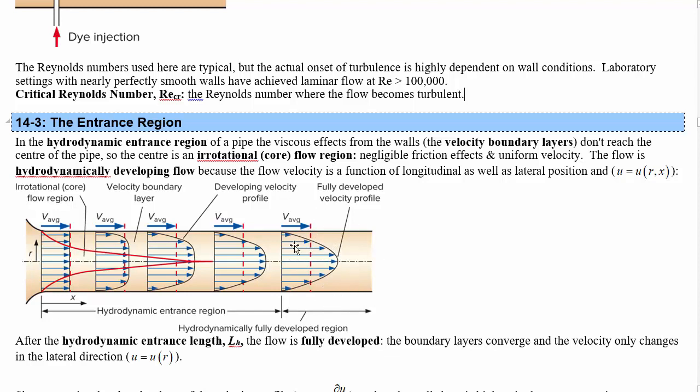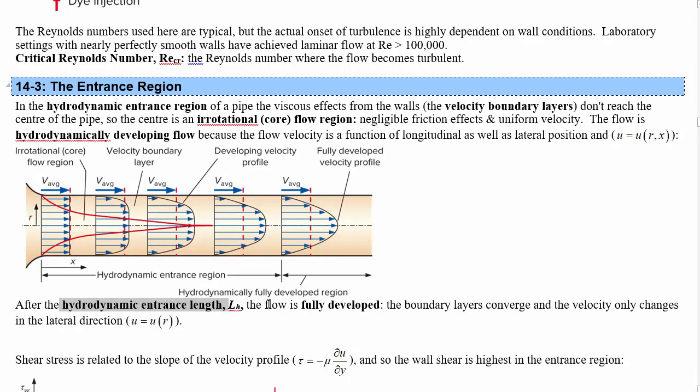In this region, we can calculate quite well how the flow is going to be behaving, and we're going to come up with some neat equations to deal with this. Now, the entrance length is the difference in x across this hydrodynamic entrance region.